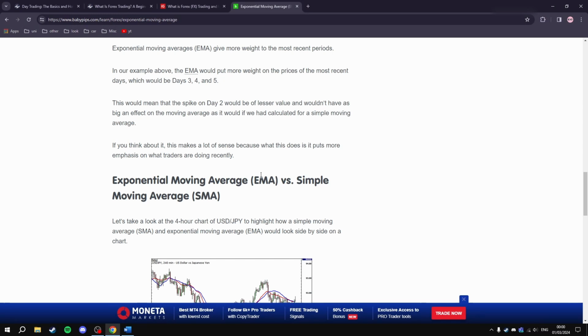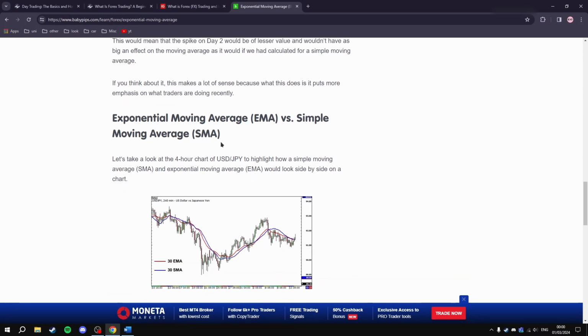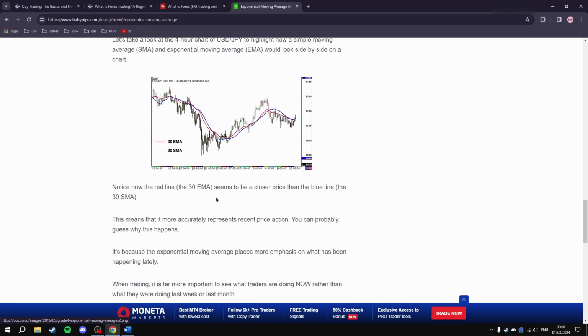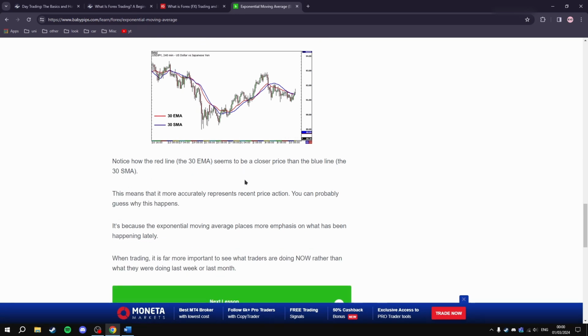Exponential moving averages versus simple moving average. Let's take a look at the 4-hour chart of USD/JPY to highlight how a simple moving average and exponential moving average would look side by side on the chart. So the exponential is that orange or red, and the blue or purple is the simple moving average. Notice how the red line, the 30 exponential moving average, seems to be closer to the price than the blue line, the 30 simple moving average.